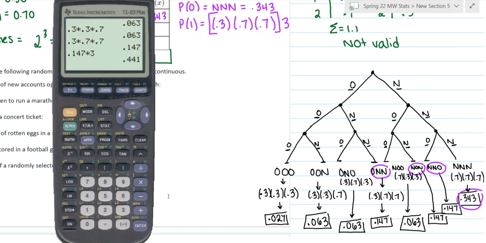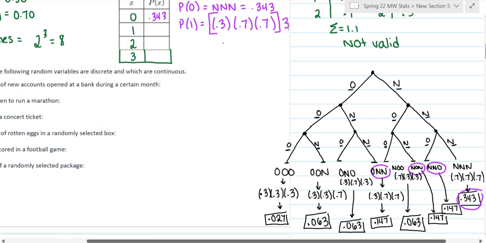You have online, not online, not online. You have not online, online, not online. So you think about that, okay? You do that. You're just moving the O. Those are the 3 ways that that could happen. So if you do that probability times 3, that gives you, what did we have there? 0.441.